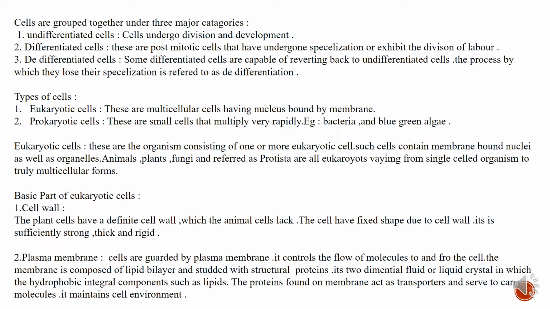Plasma membrane. The cells are guarded by the plasma membrane. It controls the flow of molecules to and fro of the cell, and the membrane is composed of a lipid bilayer studded with structural protein. It is a two-dimensional fluid or liquid crystal in which hydrophobic integral components such as lipids are found. The proteins found on the membrane act as transporters and serve to carry molecules. It maintains the cell environment.